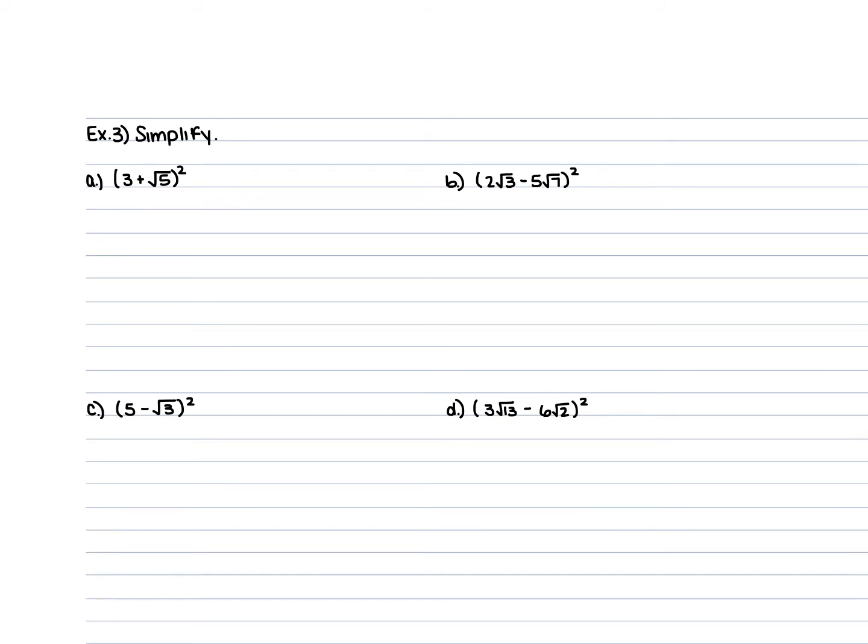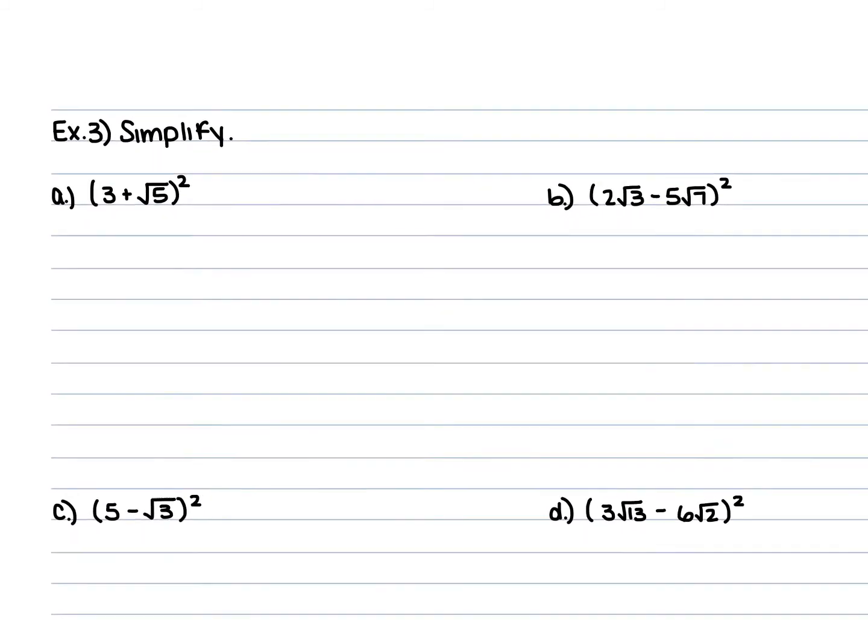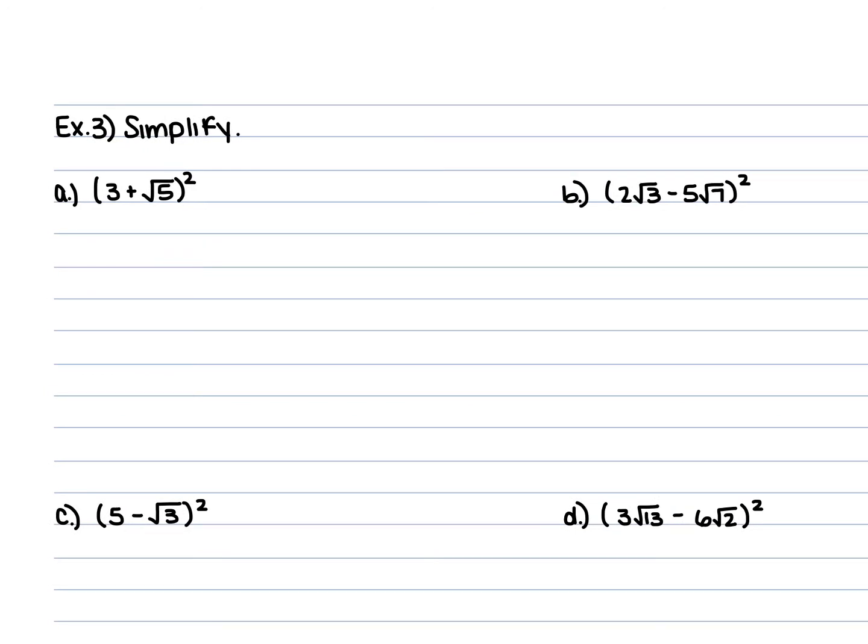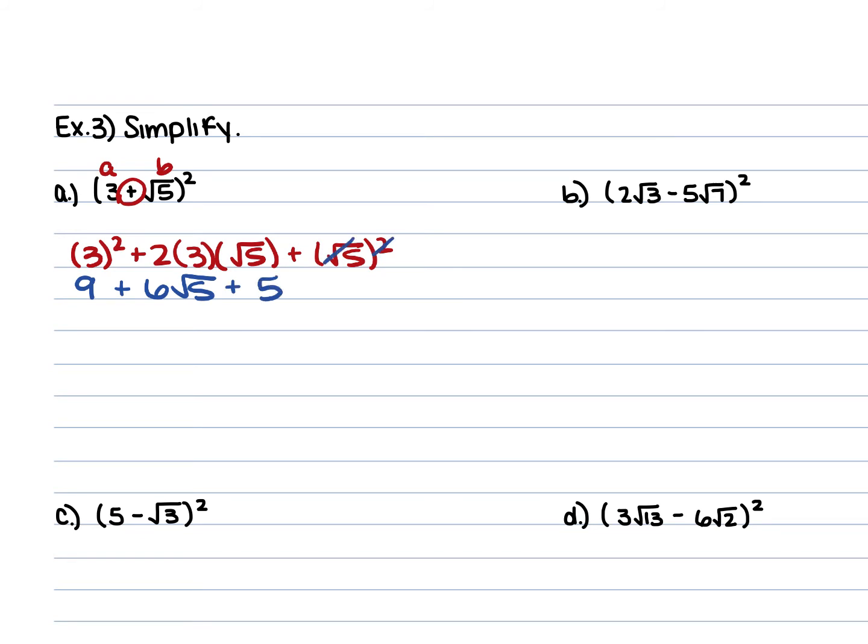If we look at example A, we have 3 plus the square root of 5 squared. Your a is the 3, your b is the square root of 5. There's addition between the two, so we're going to do 3 squared plus 2 times 3 times the square root of 5 plus the square root of 5 squared. The 3 squared gives us 9. 2 times 3 is 6, square root 5, and then the square root of 5 squared is just 5. We combine our like terms.